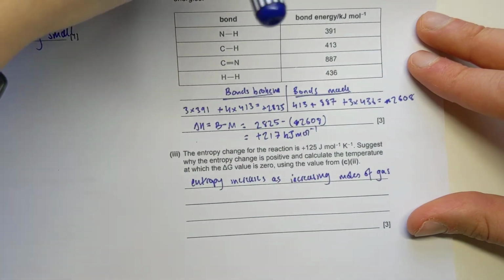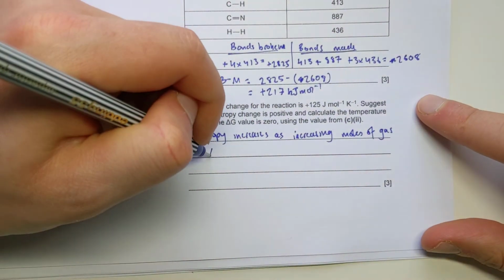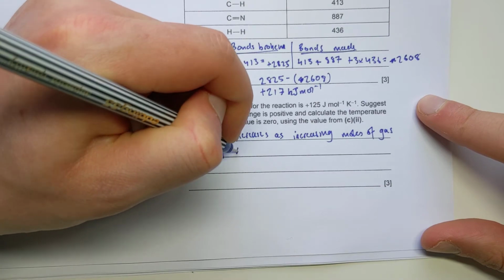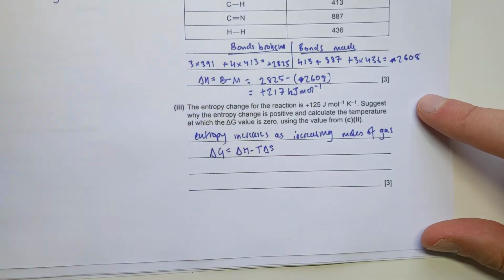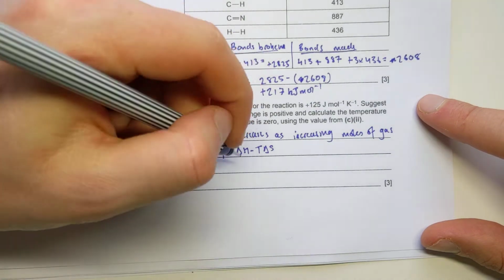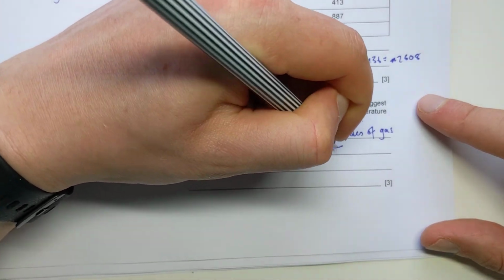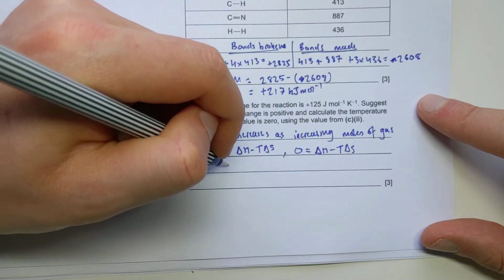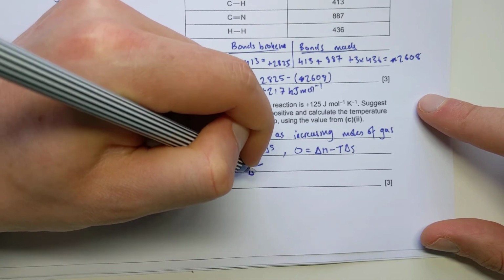Then we get on to our temperature calculation. And the derivation we use is that delta G equals delta H minus T delta S. We're saying that delta G is 0 because that's the tipping point between being favourable or unfavourable. So if 0 equals delta H minus T delta S, we can flip that round and calculate that T equals delta H over delta S.